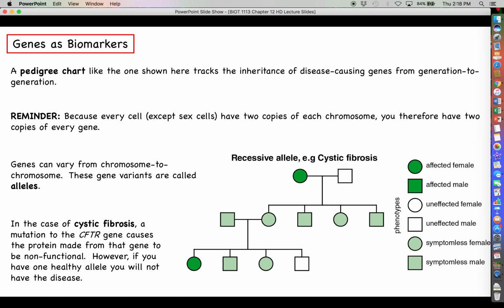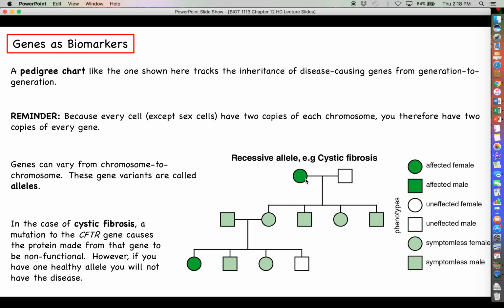So if you look at the pedigree chart here, if you look at the top generation, which would be the grandparent generation, and then you have their kids down here and then their grandkids down here, the grandmother, the affected female, must have two bad alleles, which gives her cystic fibrosis. And then her husband, the grandfather, has two good alleles because his square is shaded in white.